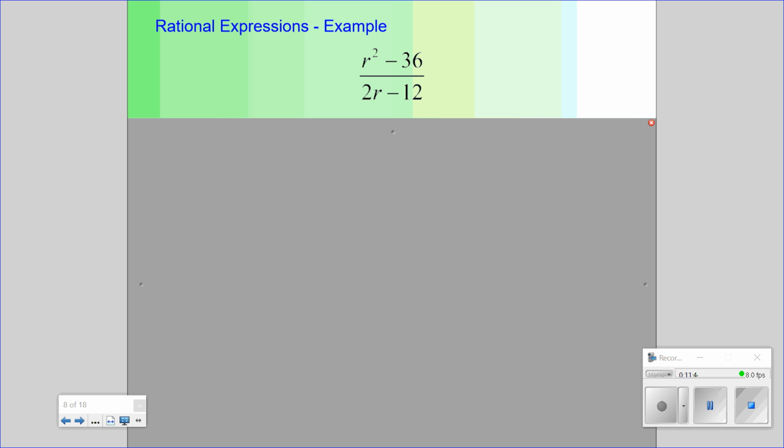All right, here's your next example. I'll let you try this one on your own, and when you're ready to check it, pause the video, then click play to check.